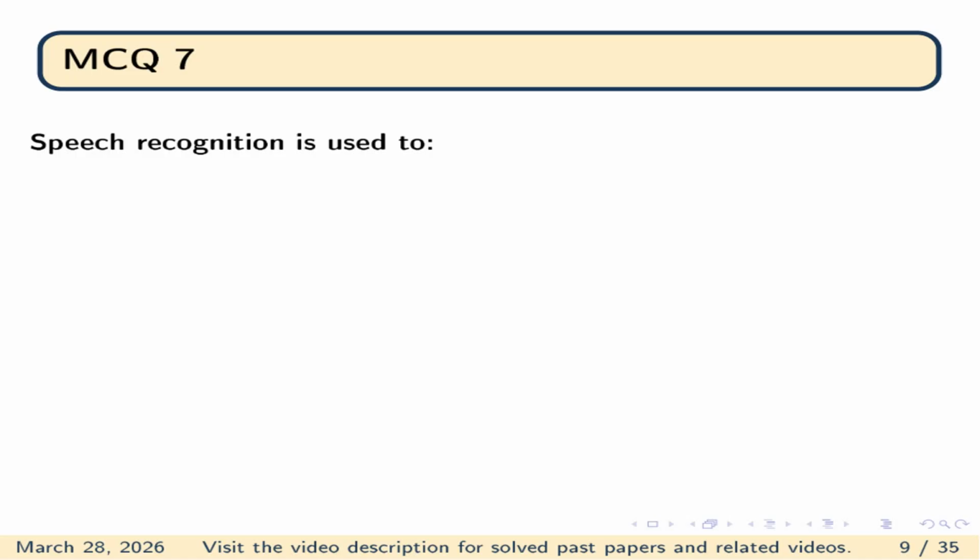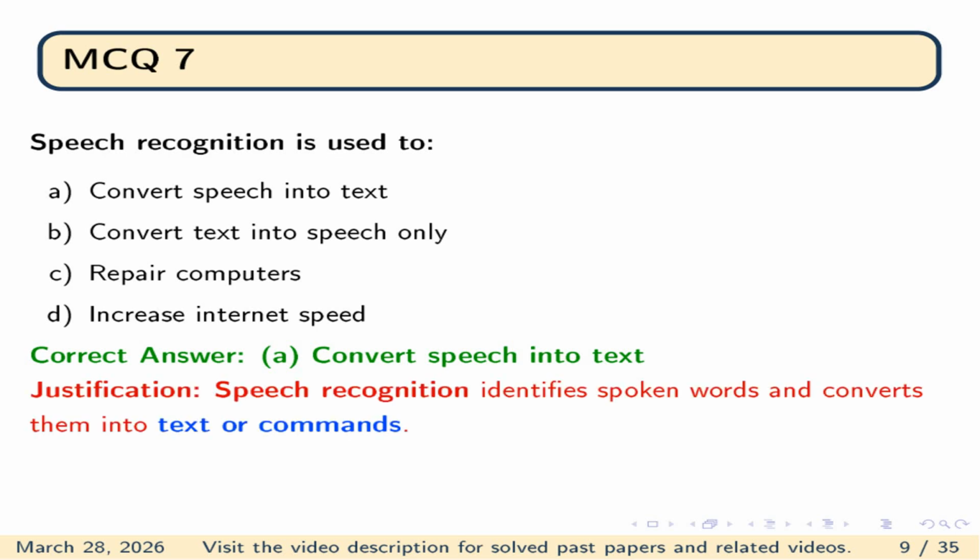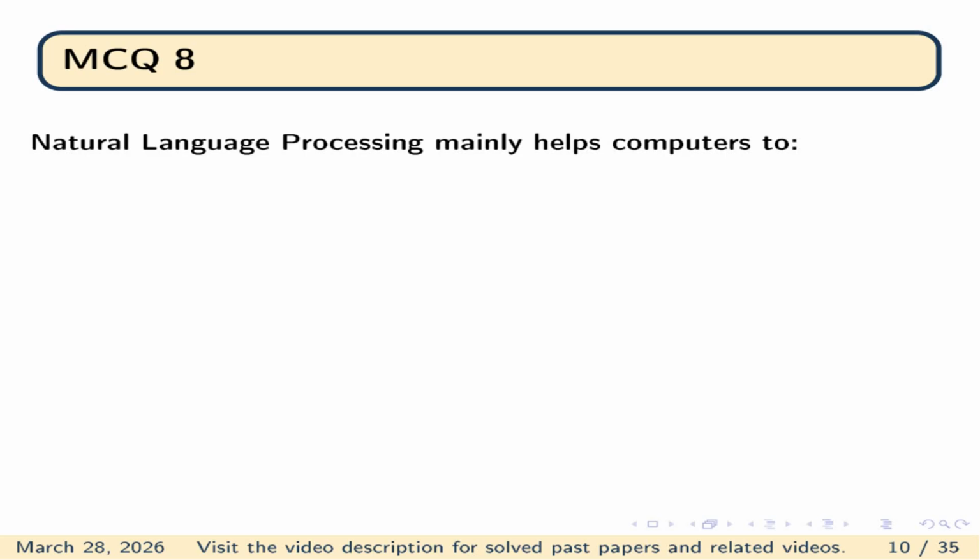Question number 7. Speech recognition is used to convert speech into text, convert text into speech only, repair computers, increase internet speed. The correct option is convert speech into text, because speech recognition identifies spoken words and converts them into text or commands.